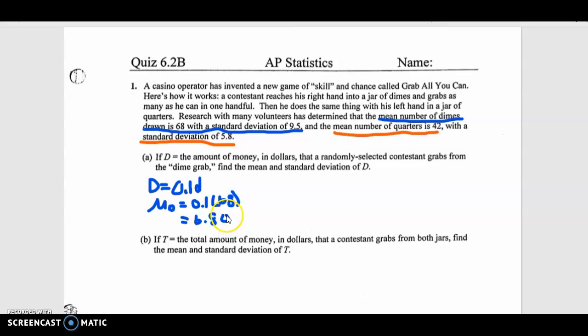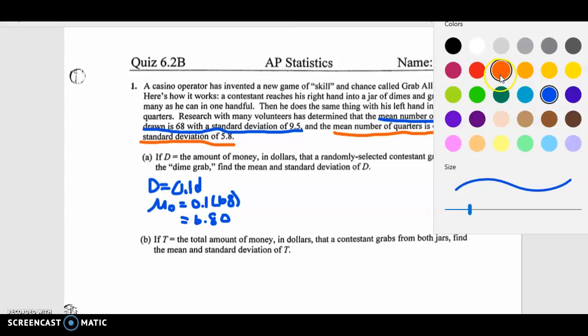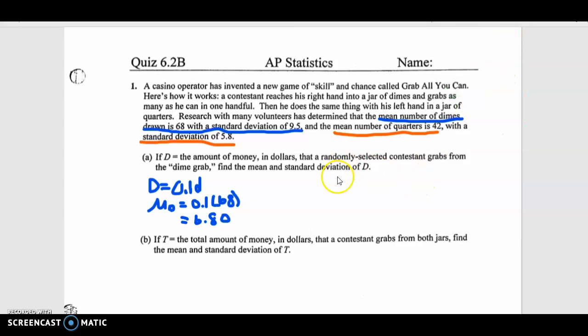So it'll be a mean amount of money if you reach your hand in this jar and pick out some dimes. Part A didn't ask for the quarters, but you're going to need it in part B. So just here on the side for quarters, it works the same. If I call it Q, each quarter is worth 25 cents, so 0.25 times however many quarters you grab. And the mean of Q works the same way. It's just 0.25 times the mean number of quarters you grab. So 0.25 times 42.